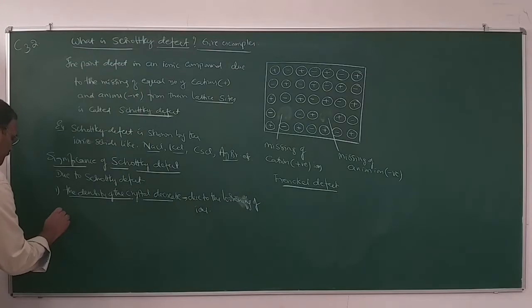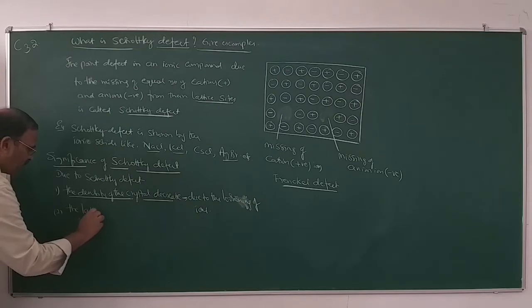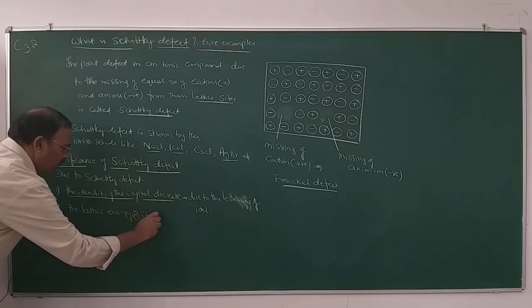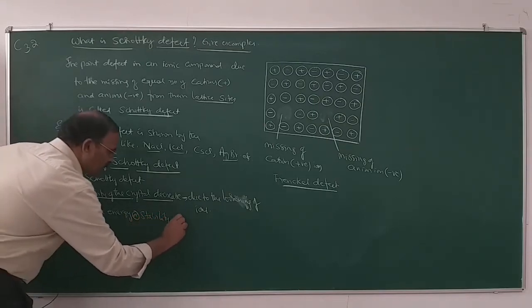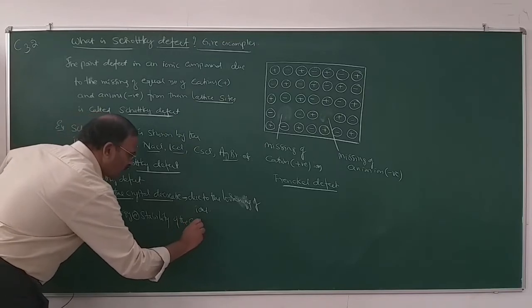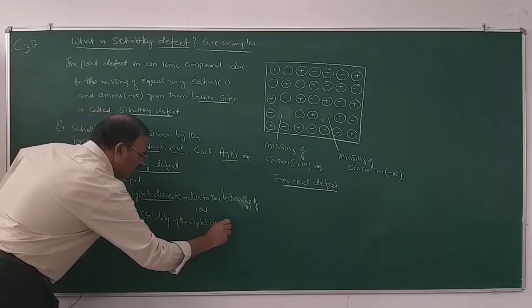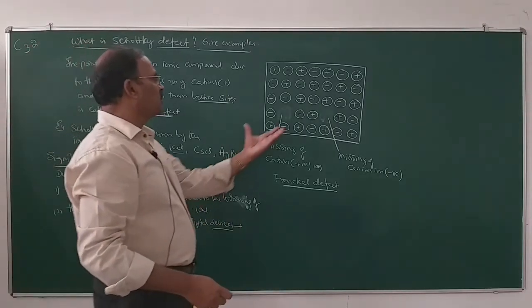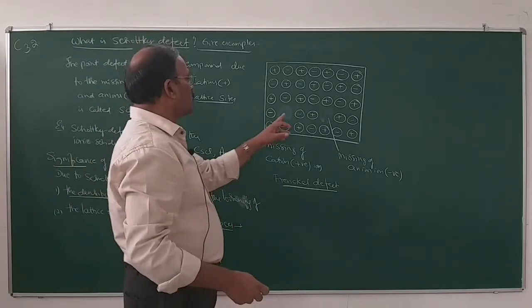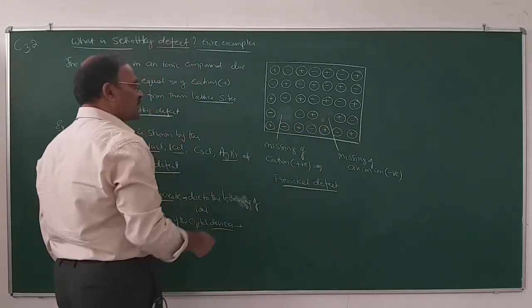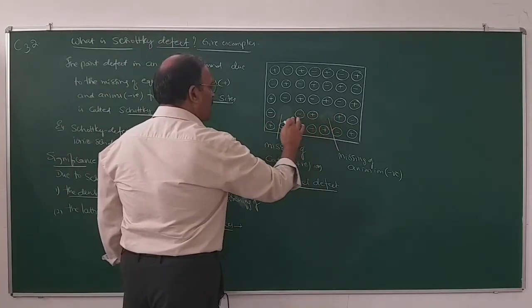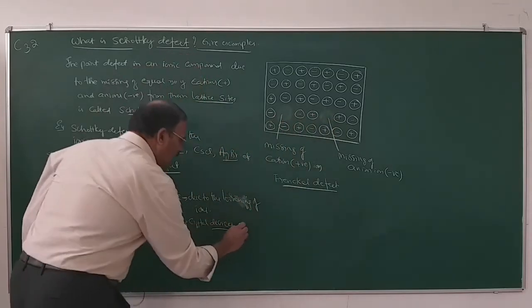Number two, the lattice energy or stability of the crystal decreases. Why does the lattice energy or the stability of the crystal decrease? Due to the formation of vacancies. So here are the vacant places. Due to the presence of vacant places, the stability of the crystal decreases.